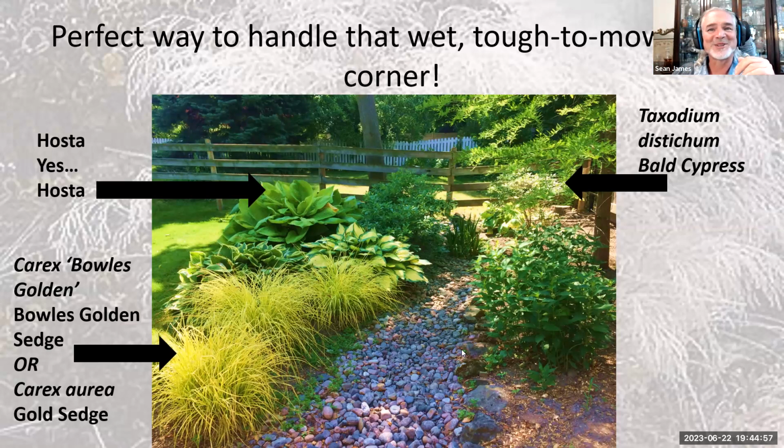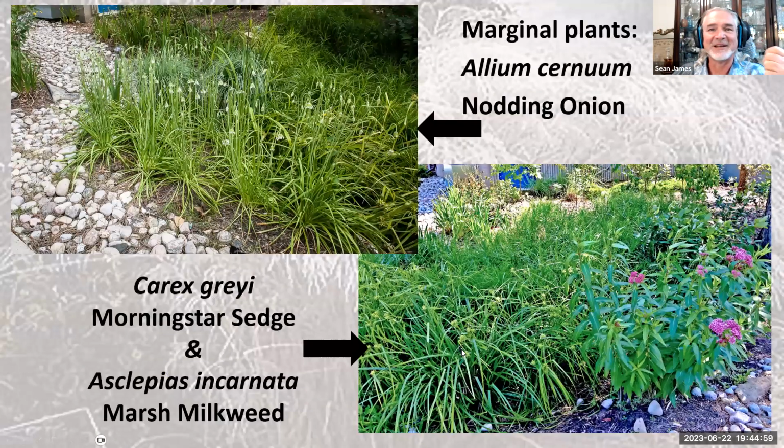This is Morningstar sedge, which I love the name. The flowers look like the weapon. I look at them and all I can hear is whang, someone hitting someone with that plant. This is marsh milkweed, French vanilla. Not vanilla. It smells like French vanilla.